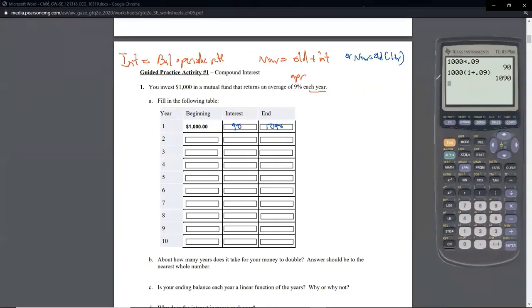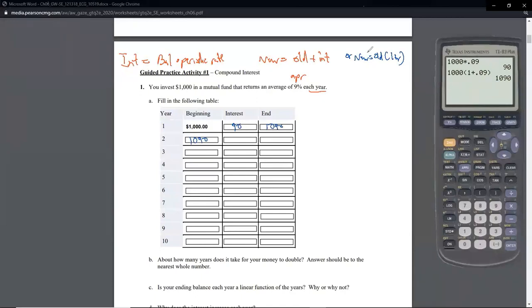So if all we were worried about is start and end, start and end, start and end, I could just use this over and over and over. But if we're actually curious, well, how much money did we get for free along the way, which is what I like to call interest, free money, then you can do it in this two-step process. All right, so now the new beginning balance is 1,090. The new old is the old new.